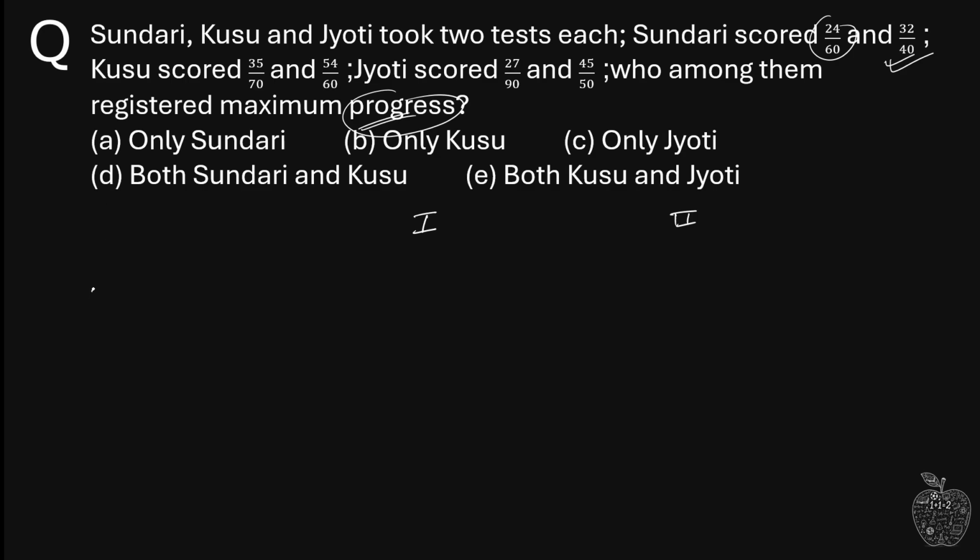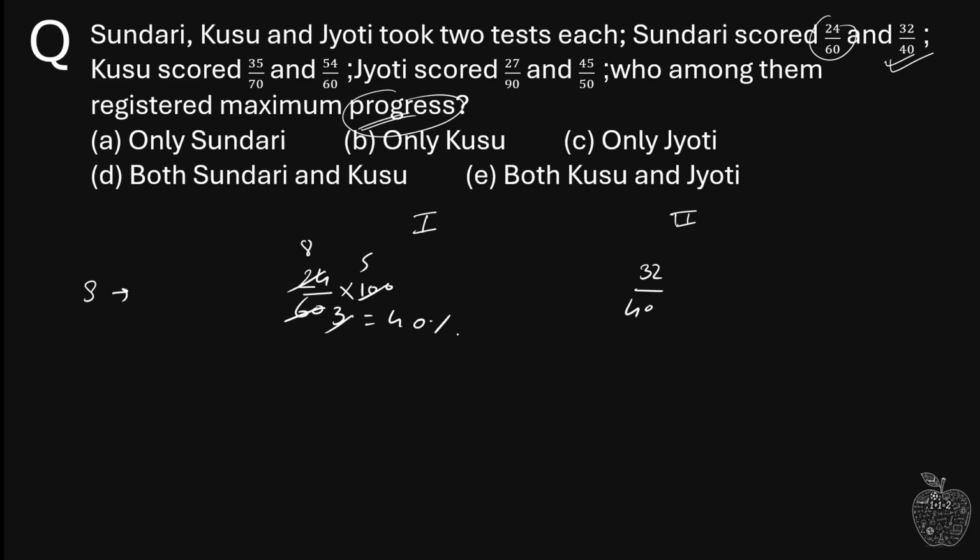Let's start with Sundari. Sundari scored 24 out of 60 in her first test. So first we convert this into percentage. In order to do that, we multiply it with 100. 2 3s are 6, 2 5s are 10, 3 8s are 24, and 5 8s are 40%. Alright. And in her second test, she scored 32 out of 40.